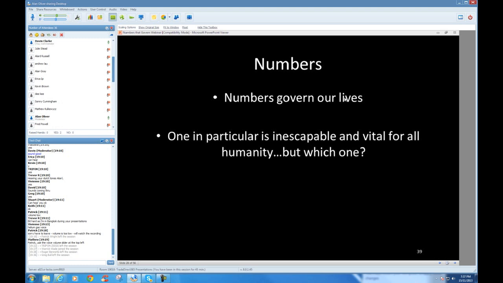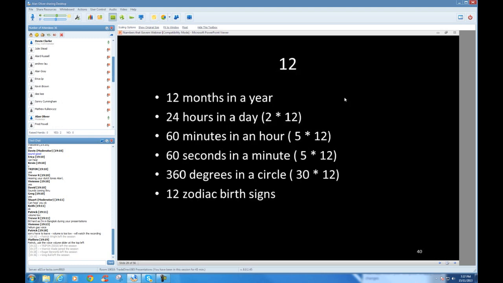Now, numbers govern our lives. They're absolutely essential for us. We can't live or exist without numbers. And one number in particular is very, very important, probably more so than any other number that we can think of. And that number, as Gann told us in a lot of his books, sometimes in a coded format, is the number 12. It is crucial. And I've just listed a couple of examples here of why the number 12 is so important.